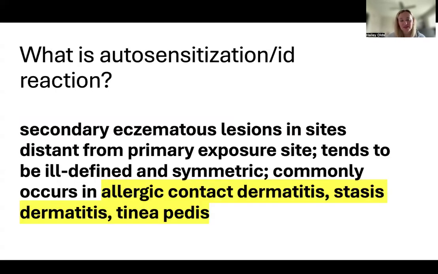What is autosensitization or an id reaction? So this is basically when you get a secondary eczematous dermatitis in response to another rash that you have going on. So I've seen it with tinea capitis, but it can also happen with allergic contact derm, stasis derm, tinea pedis. So it tends to be ill-defined and symmetric, and usually it happens after the original rash.